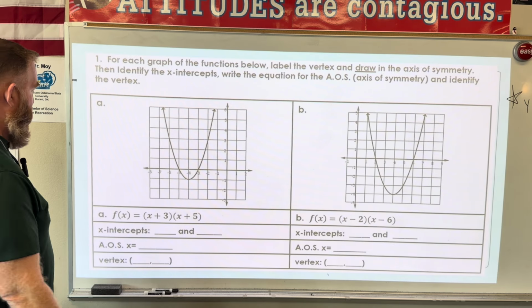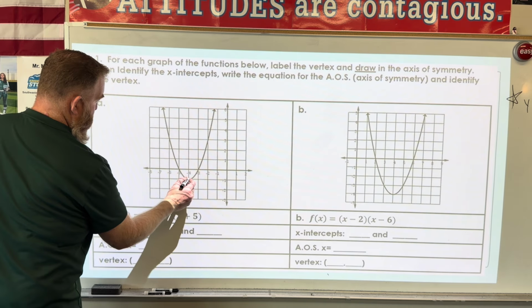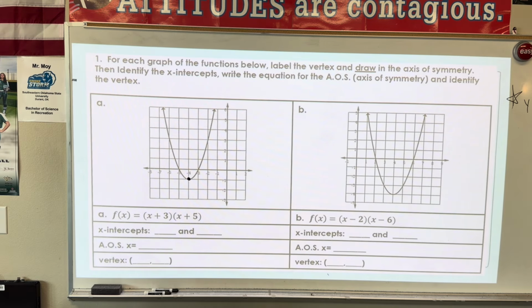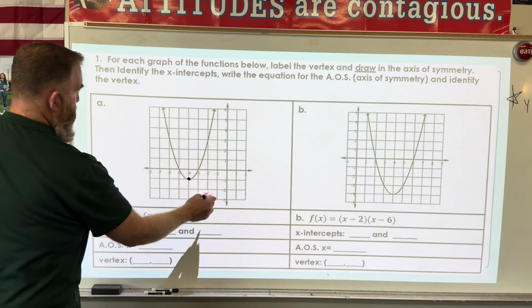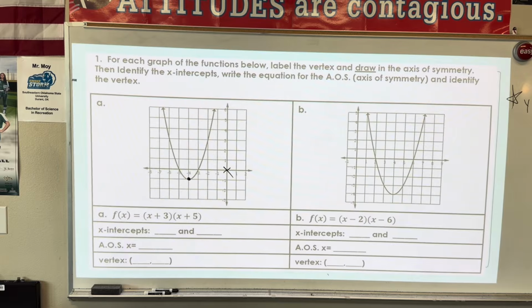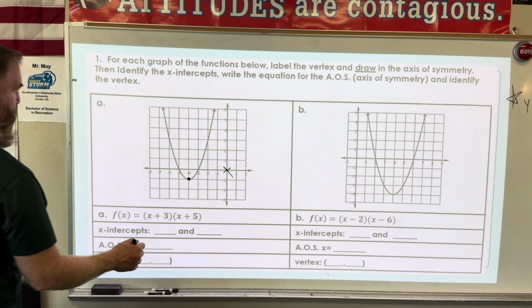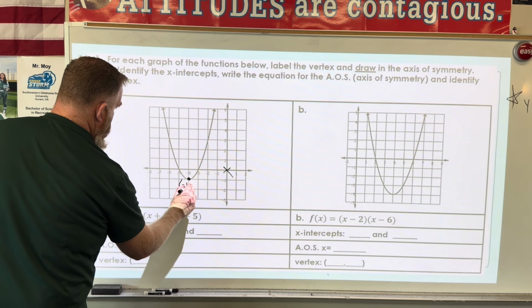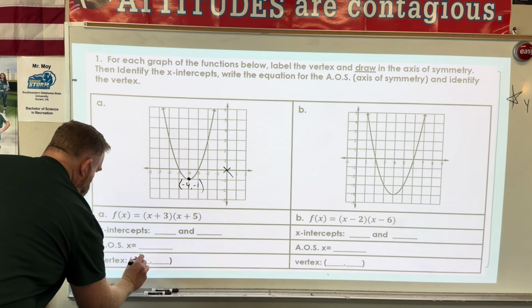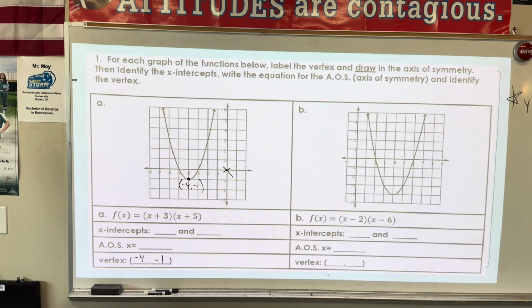So what is my vertex here, guys? Would it be that point right there? Nope. Here's 0, 0. So what would that be? -4, -1. Okay, so let's go ahead and do that. -4, -1. And I'm going to go ahead and put it down here. -4, -1.